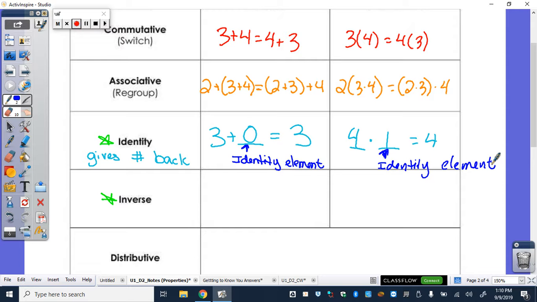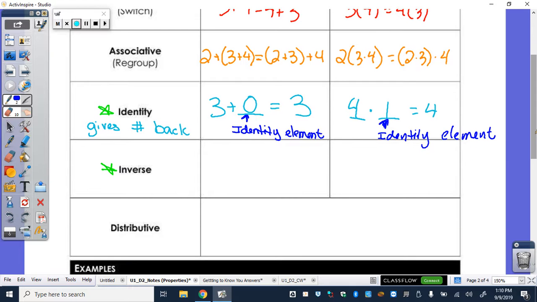You can multiply anything times 1, you get that same thing back. So then for inverse, opposites is kind of a good way to think about it. For the inverse, you're looking to get the identity element as the answer.